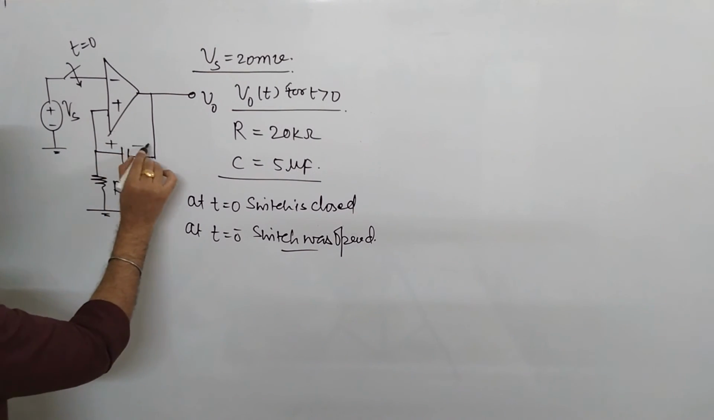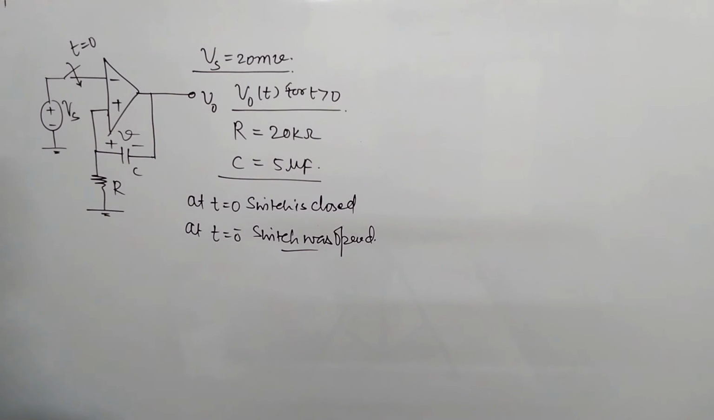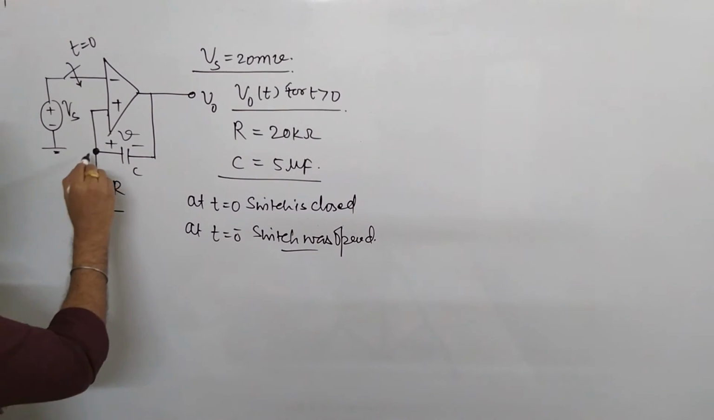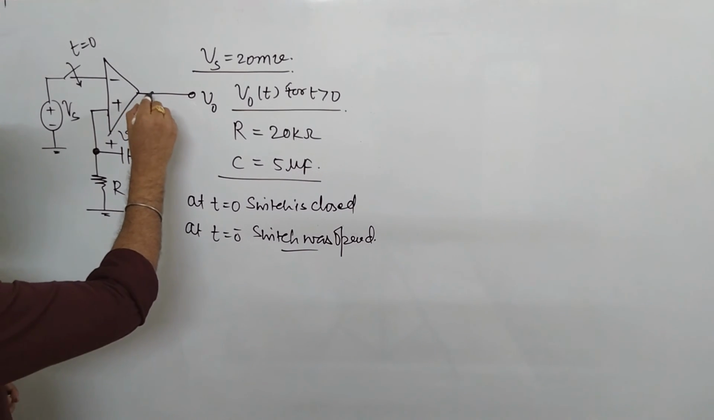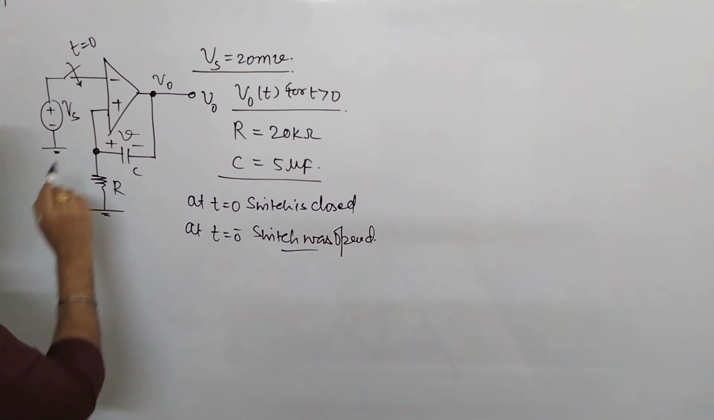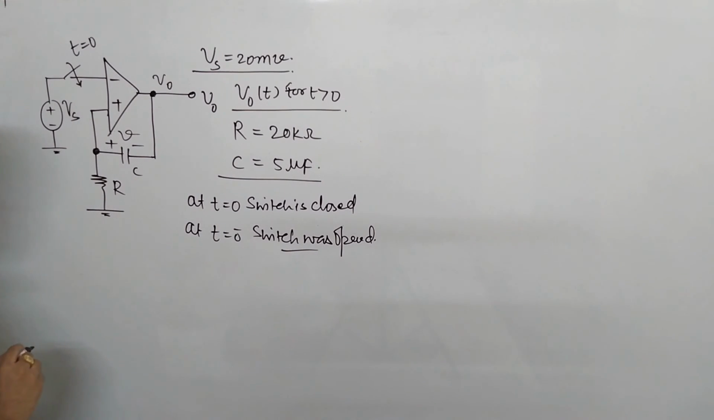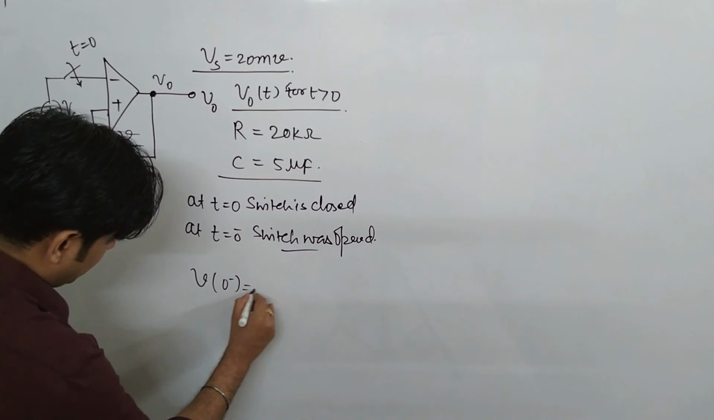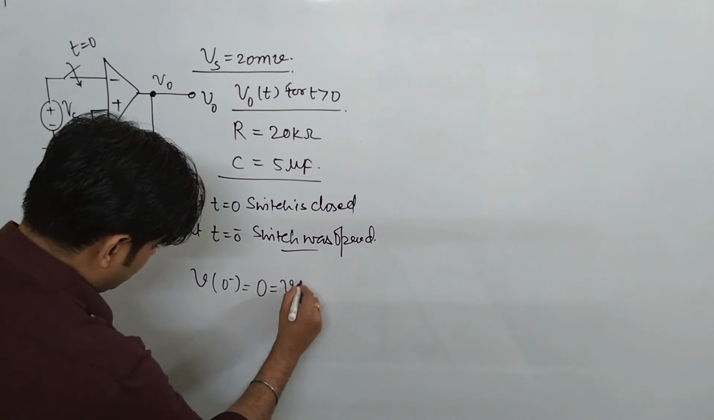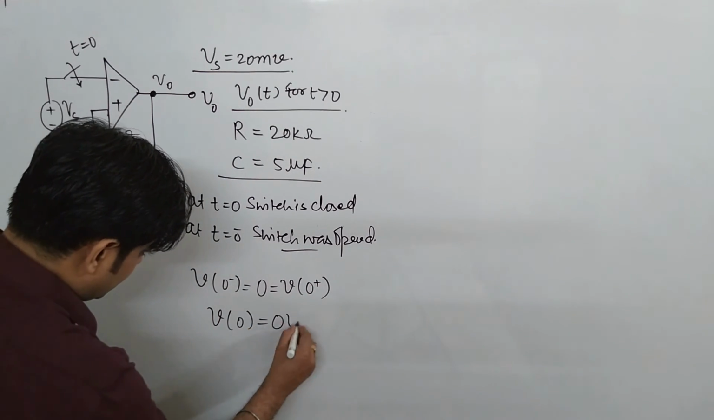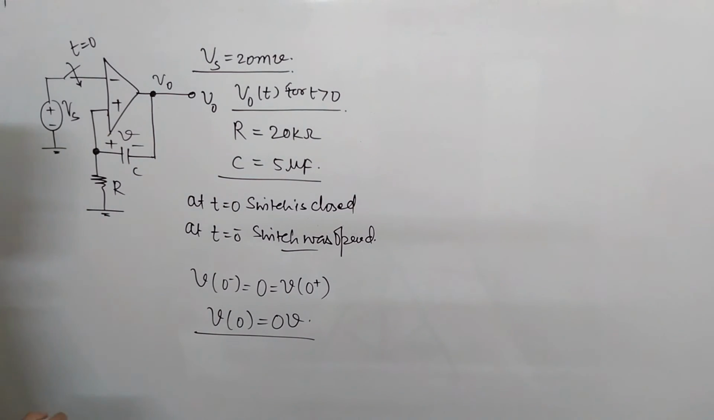So for that timing, if I consider some voltage across this capacitor as V, and this is a node and this is a node, here the voltage is V0, and I am considering this as plus to minus, that is V. So you can say that the value of V0 negative is 0 and that is equal to V0 positive, or you can say the initial voltage across the capacitor is 0 volt. Very important thing. This you have to identify and understand.